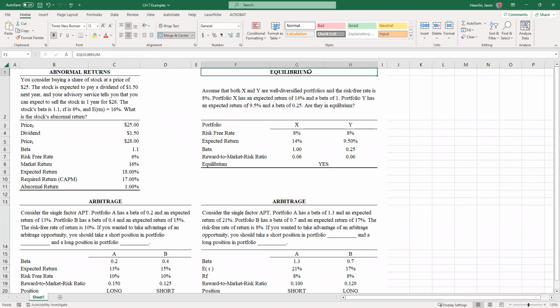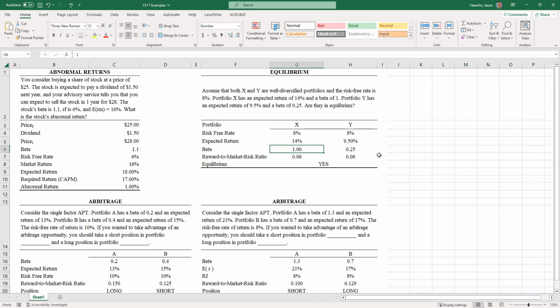Now let's talk about equilibrium. In a simplified way to explain what equilibrium is, you have two different assets with two different risk profiles. So we do know that the higher the risk, the higher the return should be. We also know that the lower the risk, then the lower the return. So it does make sense that this number, the 9.50, is less than the 14% because the risk is lower.